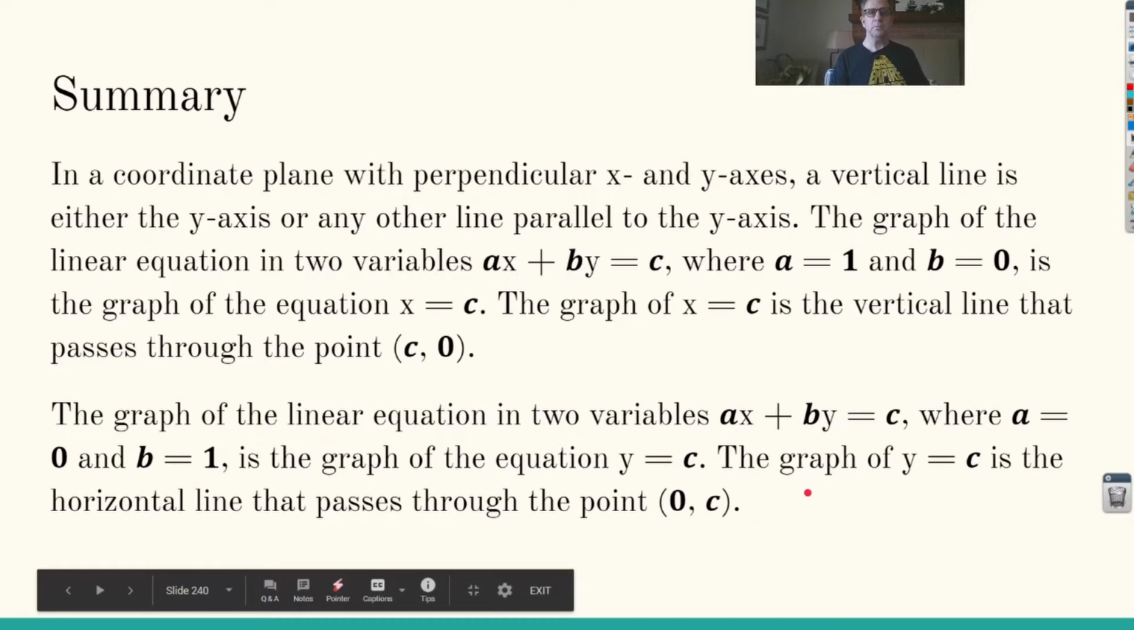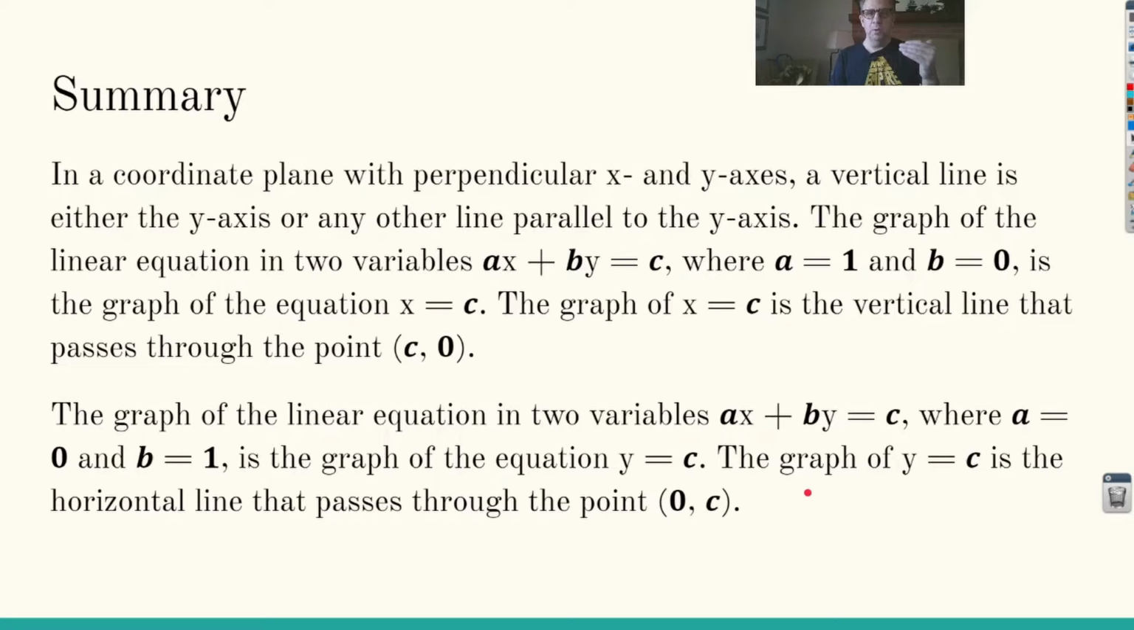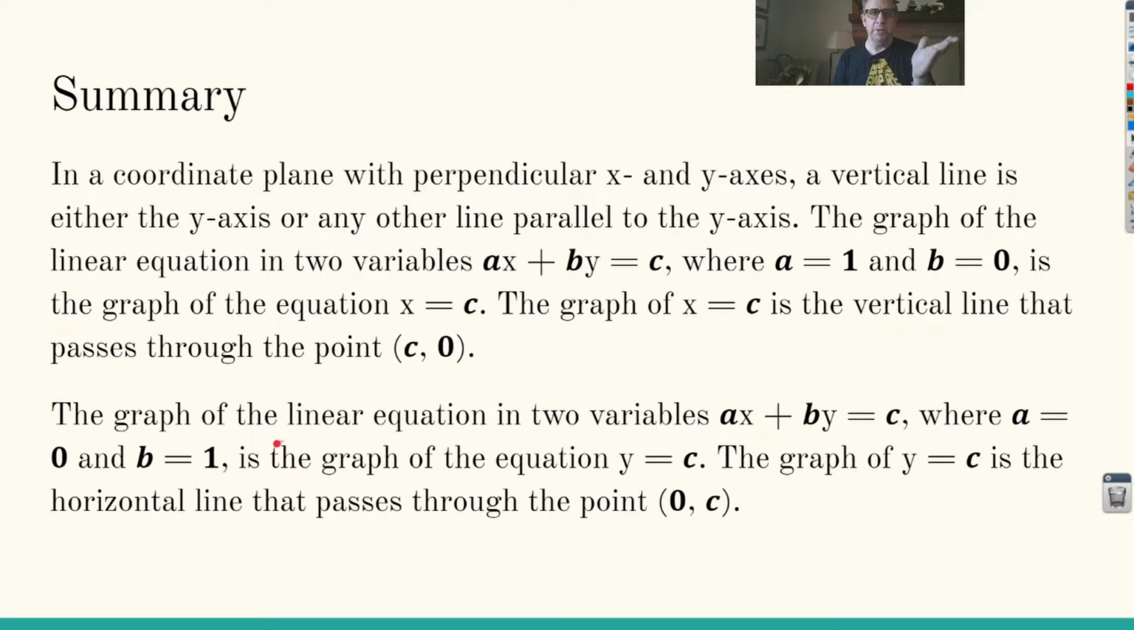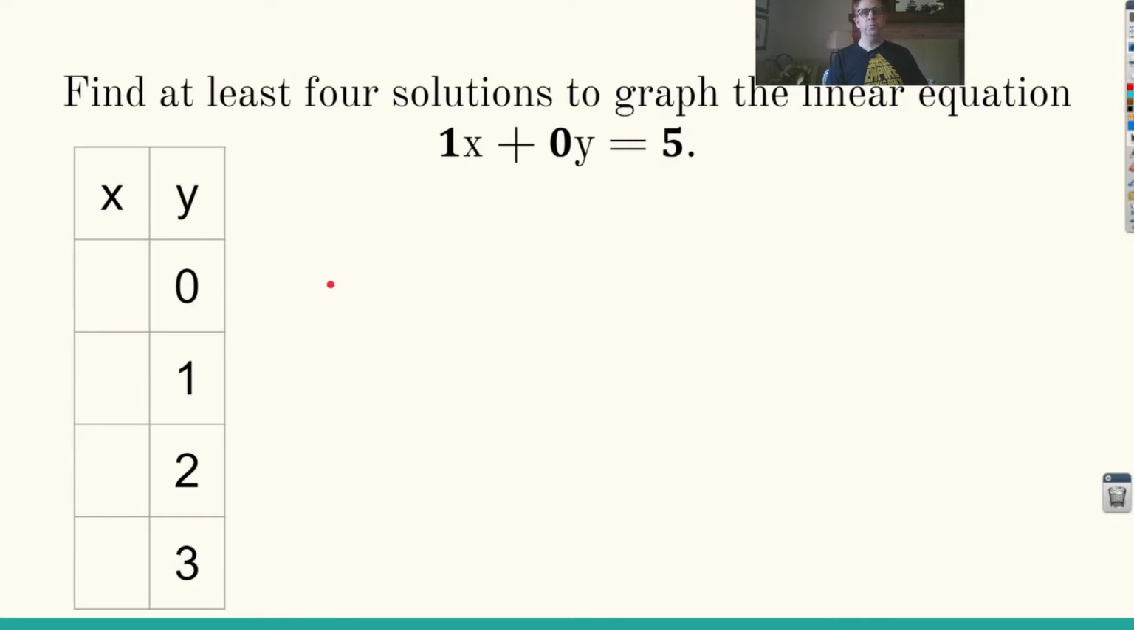Okay? So why do we say the a has to be 1, or the b has to be 1? You're dividing; the last part of solving an equation is to divide by the number. So you have 1x equals this, or 1y equals that. And where that 1y is, that's where the line is. Okay, so let's take a look. Find at least 4 solutions to the graph of the linear equation 1x plus 0y equals 5.